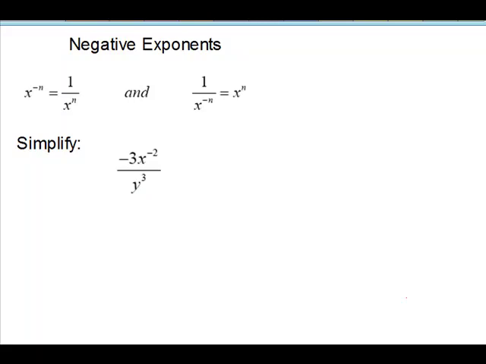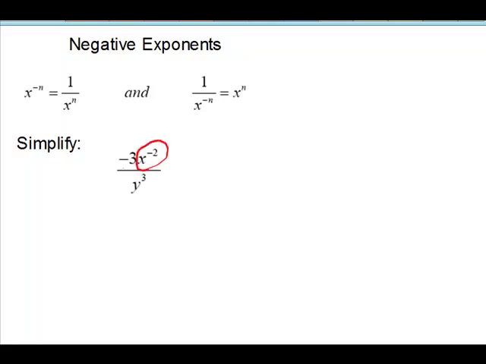Our next example, simplify negative 3x to the negative 2 over y to the third. There is only one piece in this problem that is no good, that will need to shift, and that is the x to the negative 2. It has a negative exponent.